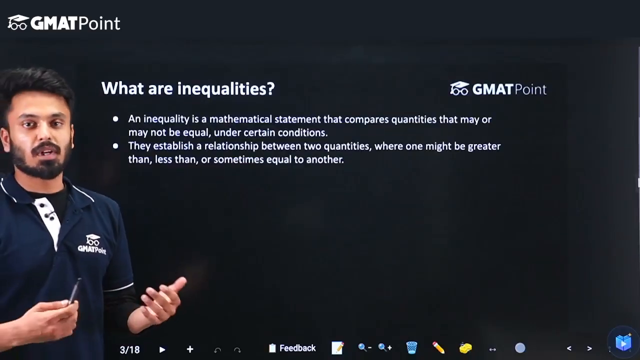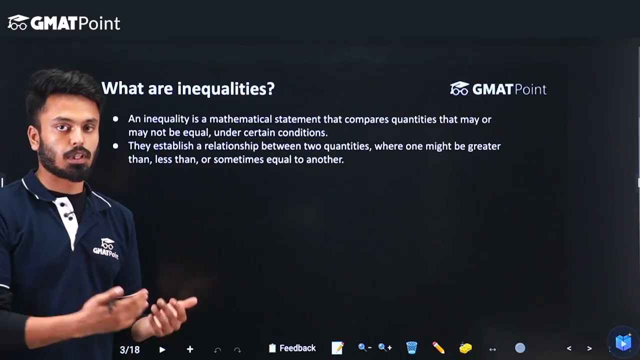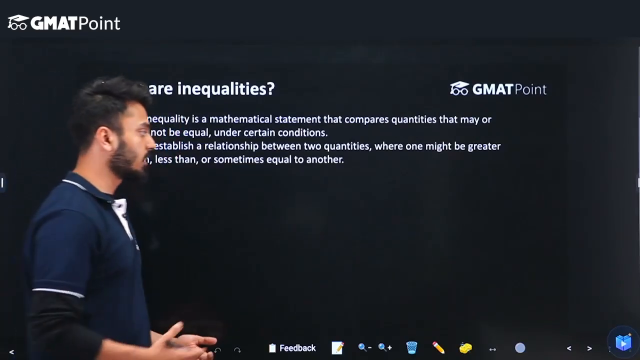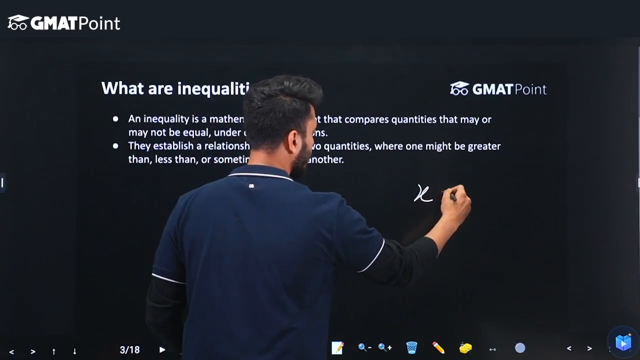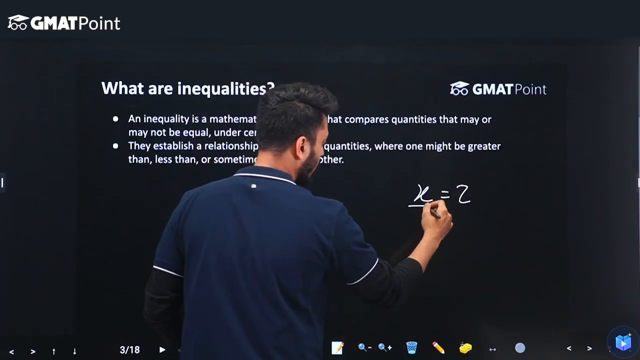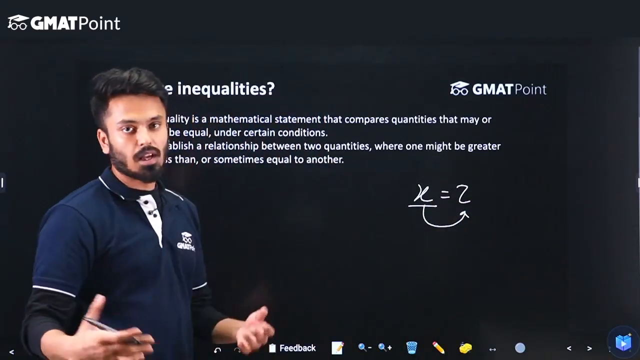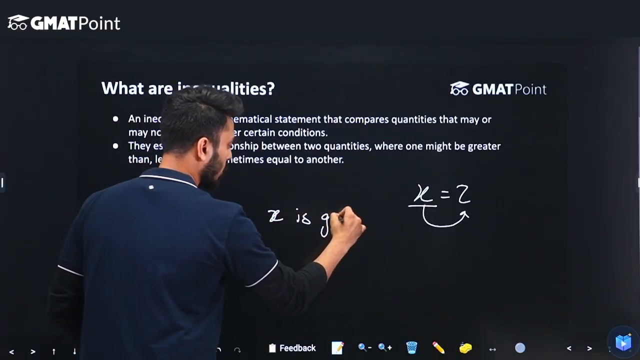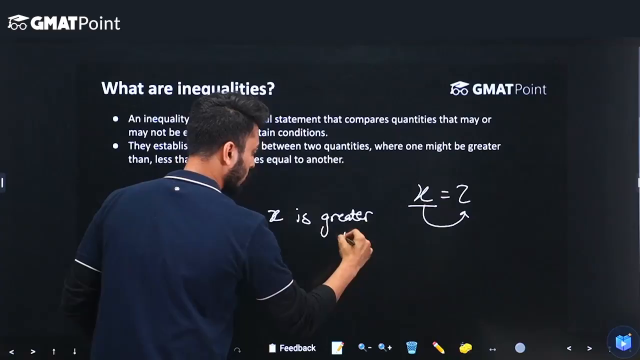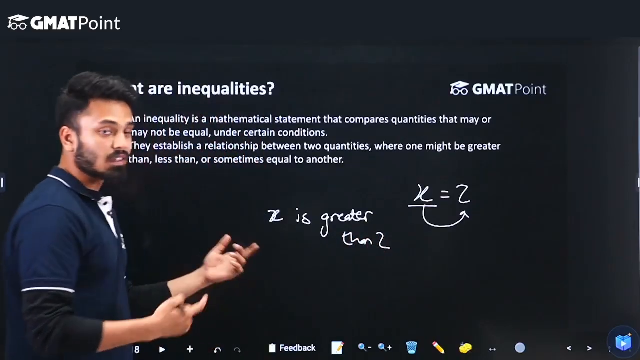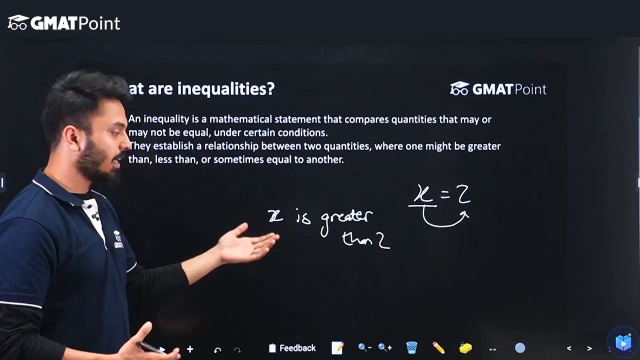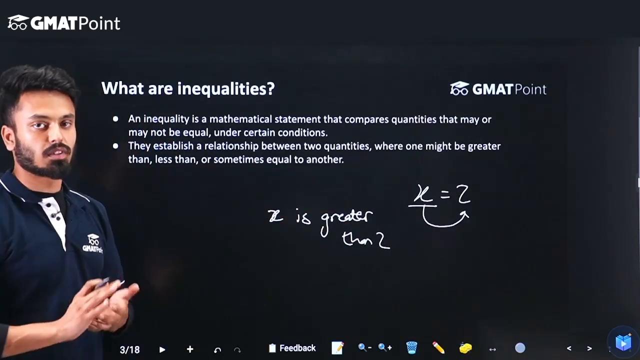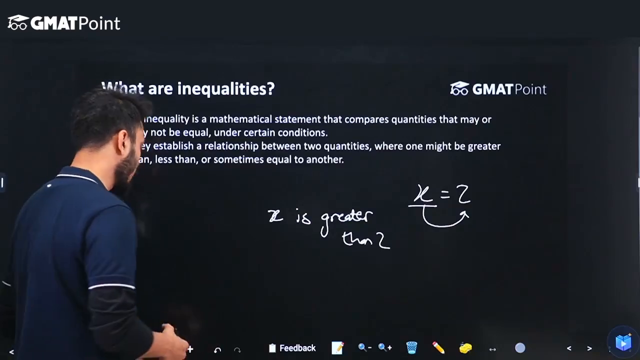An inequality is a mathematical statement that tells you whether a quantity is larger than or smaller than or sometimes even equal to another quantity. So for example, in an equation, you would have something like x equals 2. This tells me that x has the value 2. But in an inequality, you could have x is greater than 2. This doesn't give me the exact value of x. This tells me that x has some value with just one constraint on it. This does not limit it to just one value. This still has an infinite number of values.